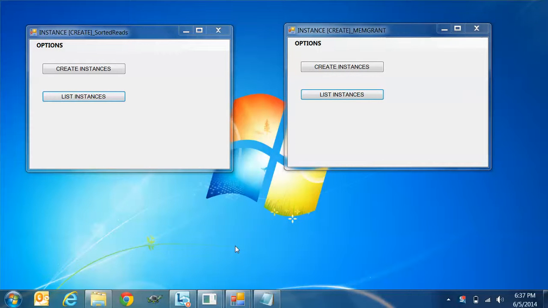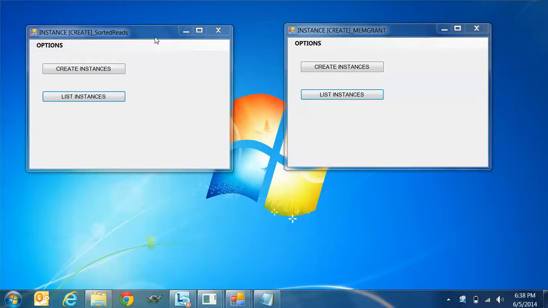I'd like to start my series called Let's Talk About. I'd like to talk about various DMVs or DMOs or functions, but today we'll talk about memory grants. And we'll be using completeSql to demonstrate various features of what we're talking about.